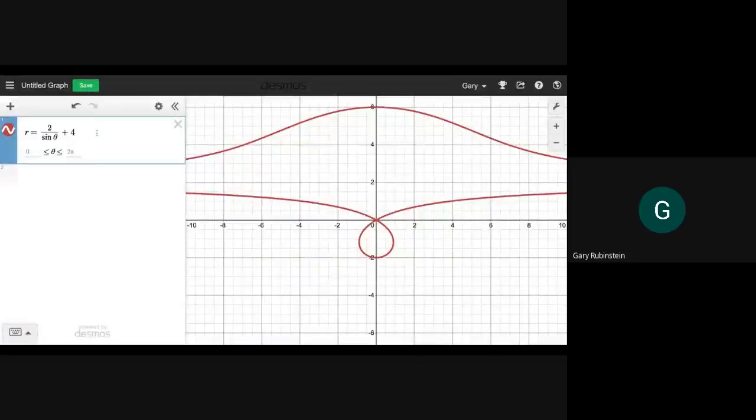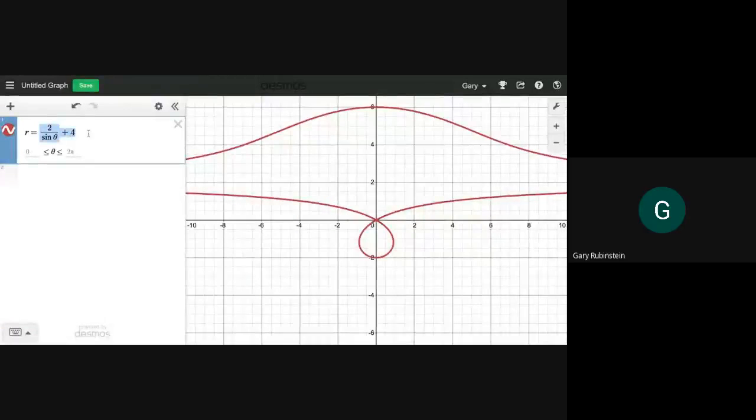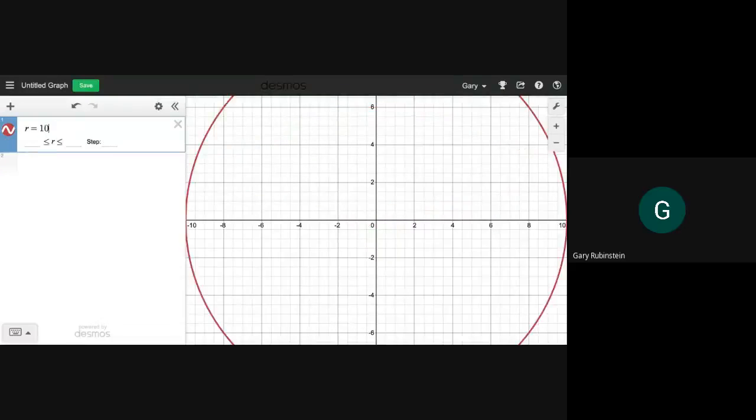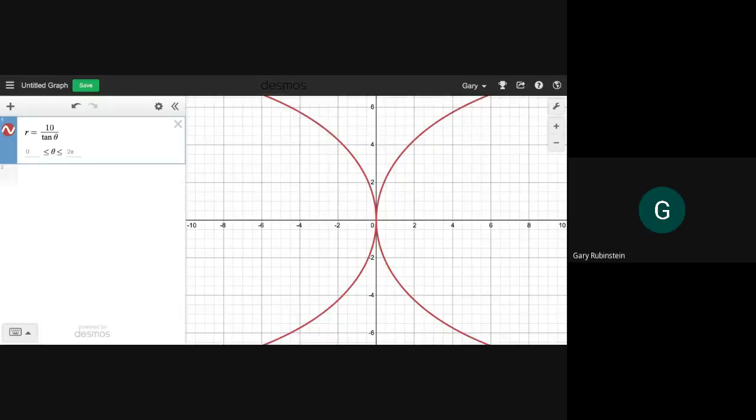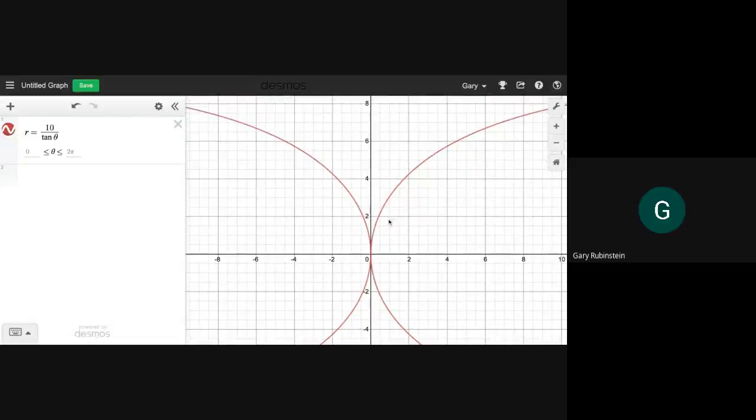Let's look at Desmos graphing calculator. So for this one, it's r equals 10 over tan theta. Oh, interesting. So you see over here, that's the bird thing, but somehow this bottom part, but this top part is what I was getting at there.